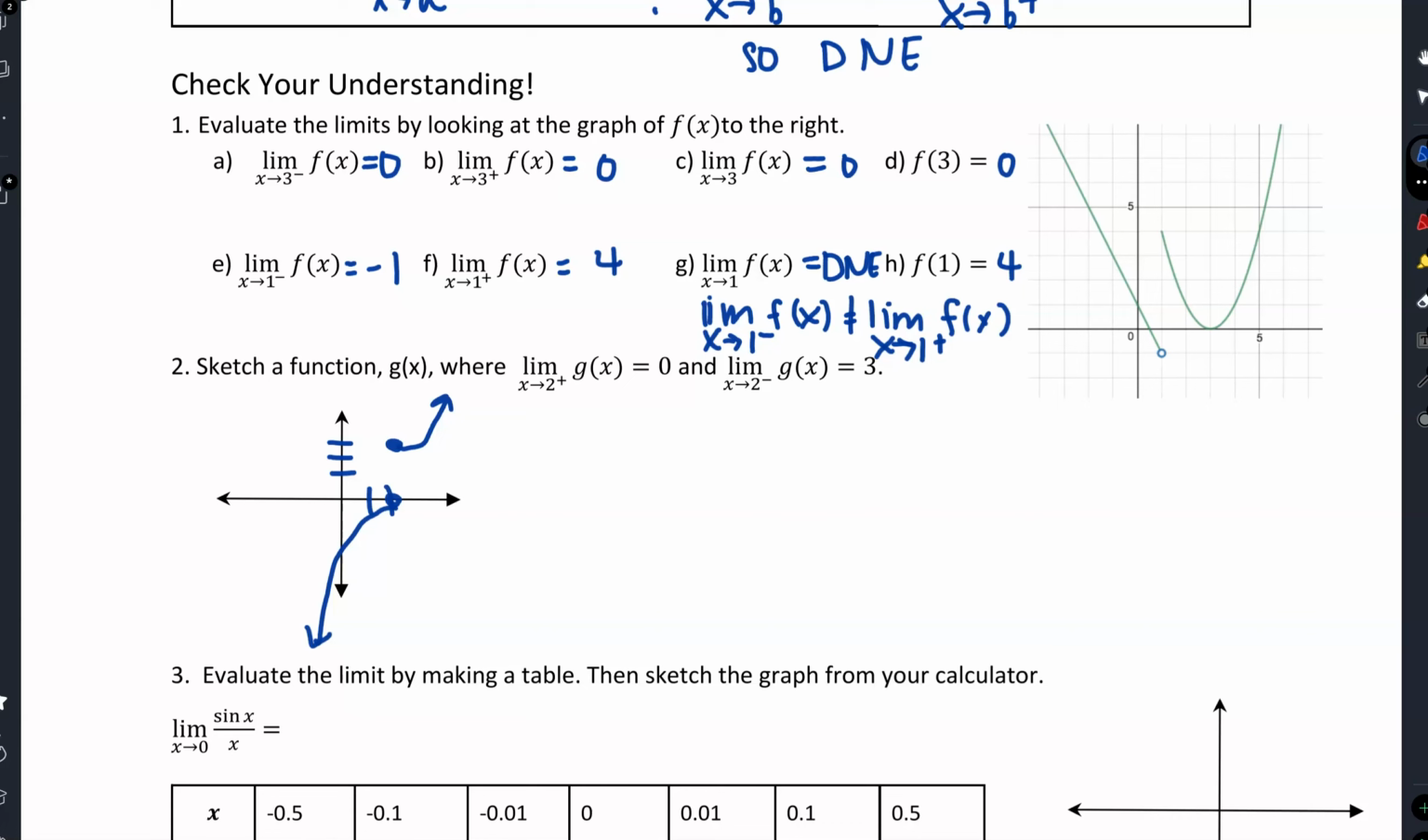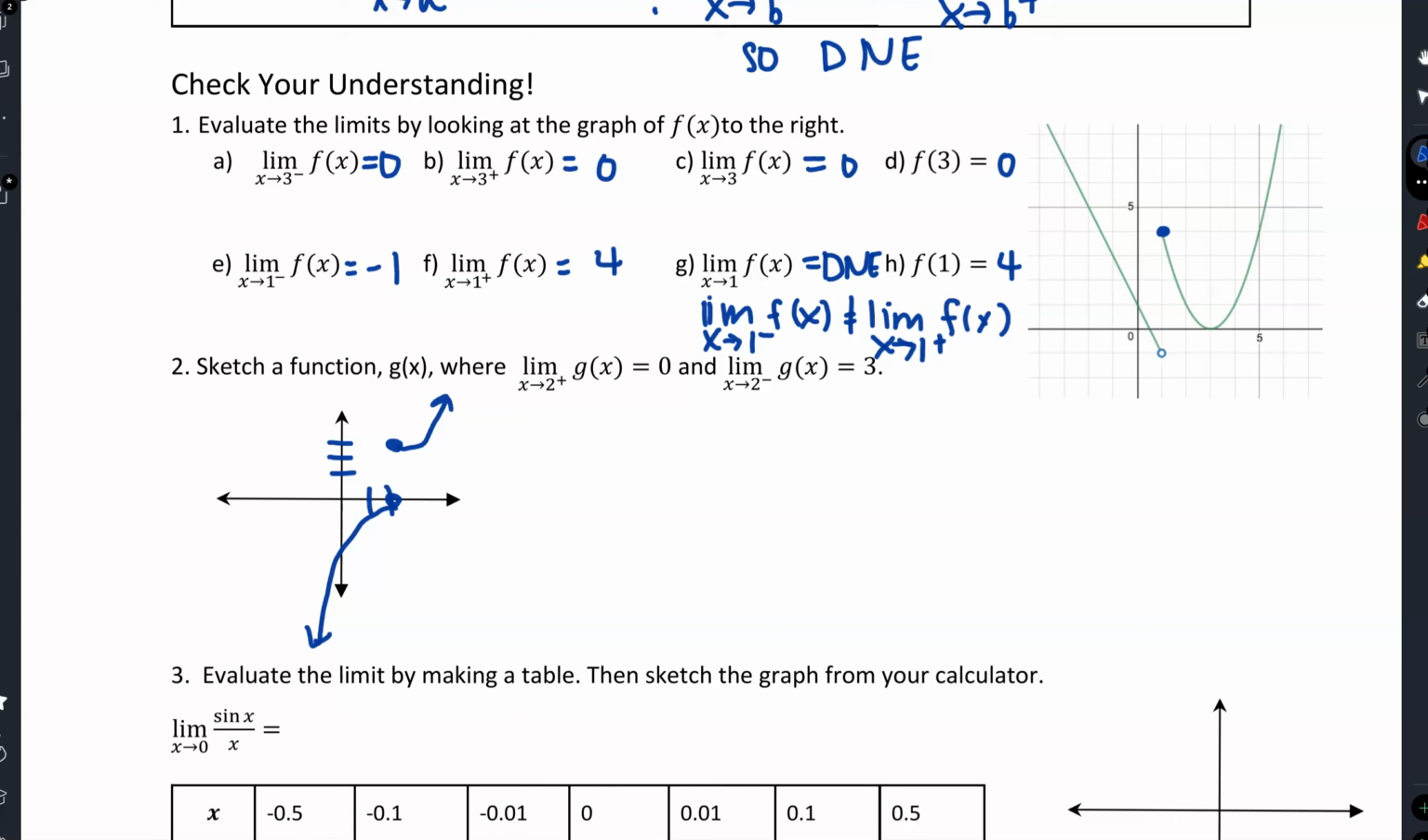So since those two things equal each other, the limit exists. I mean, it's going to 0. Sorry. And then the function evaluated at 3 is also 0. All right, so what about this one? So the limit as x approaches 1 from the negative direction is going down here to -1. And the limit as x approaches 1 from the positive direction is going to 4. Those two things don't equal each other, so it does not exist. But the function evaluated at 1 is equal to 4.